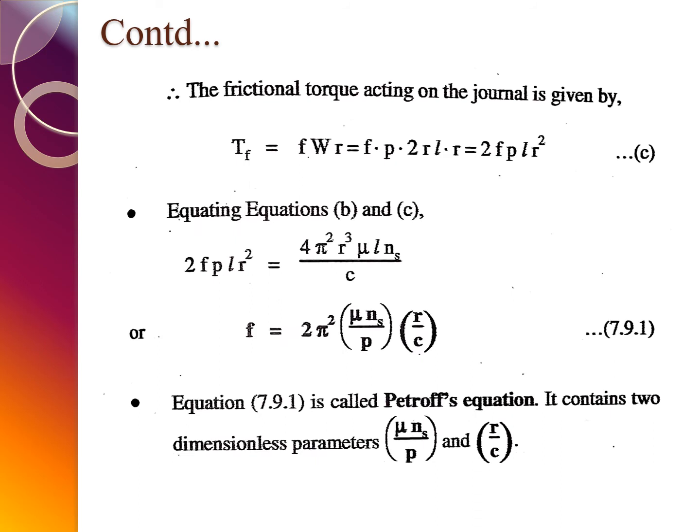The frictional torque acting on a journal is also given by T is equal to coefficient of friction into load into R. Then we have two equations, equation B and equation C, for the frictional torque. So equating equation B and C, we get coefficient of friction is equal to 2 pi square mu N S upon P into R upon c. This equation is called the Petrov's equation and it contains two dimensionless parameters, that is mu N S upon P and R upon c.